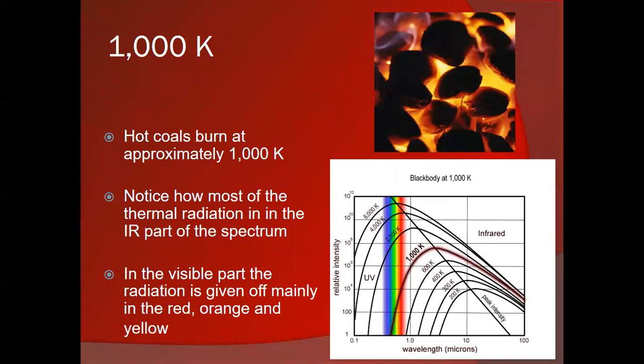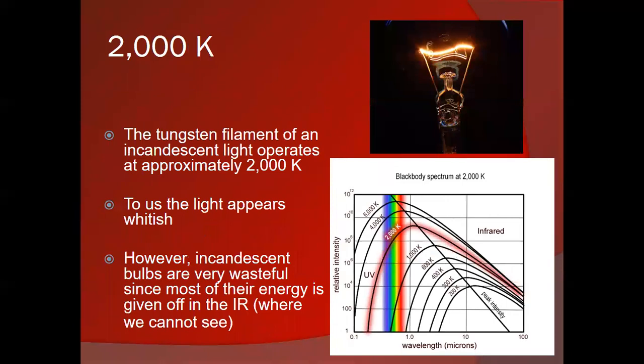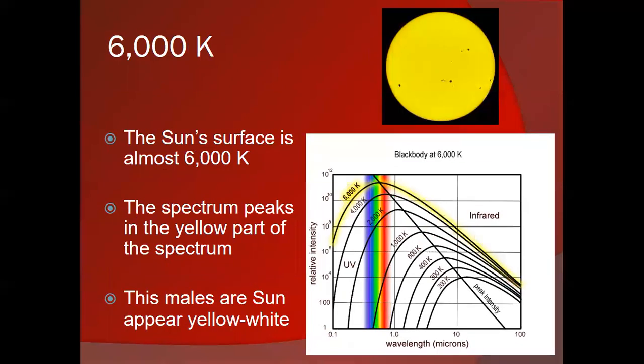Again, at 1,000 degrees Kelvin, mainly infrared light, we can feel that from hot coals if we're near a fire or a barbecue pit. At 2,000 degrees Kelvin, that's an incandescent bulb. 6,000 degrees Kelvin, that's the sun. It glows mostly white.